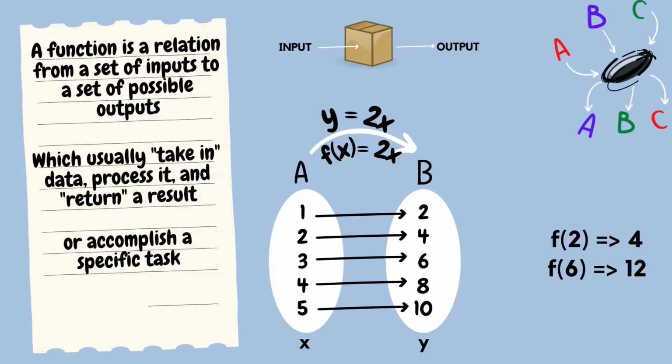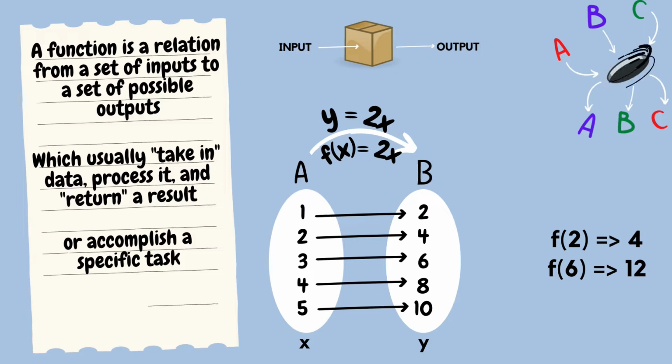A function is basically a relation from a set of possible inputs to a set of possible outputs, which usually takes in data as input, processes it, and gives a result as output. A function doesn't necessarily have to return anything and can accomplish a specific task as well.